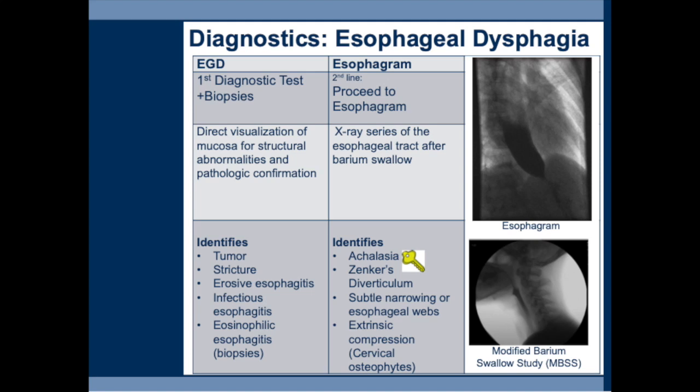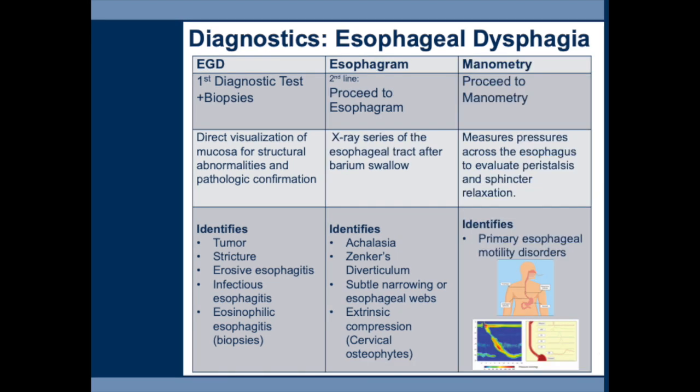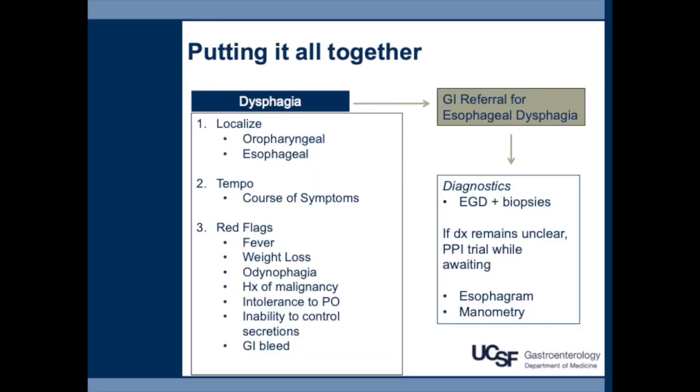Depending on the findings identified either on EGD or esophagram, our patient may need to proceed to manometry. Esophageal manometry measures pressures across the esophagus to evaluate peristalsis and sphincter relaxation, and it helps us identify primary esophageal motility disorders. To summarize, the 3 main diagnostic tools in the evaluation of esophageal dysphagia are EGD, esophagram, and manometry. Let's take a step back and put it all together.